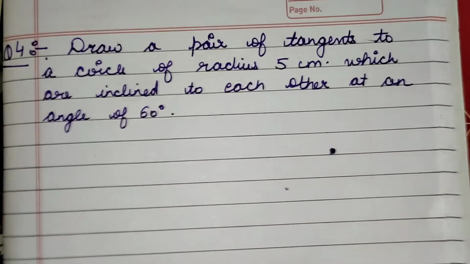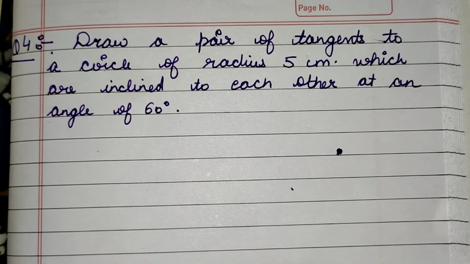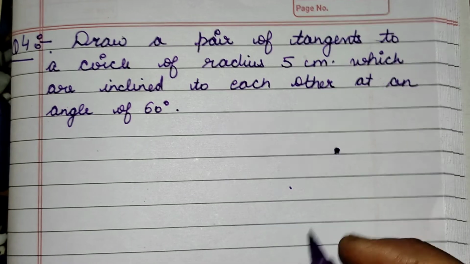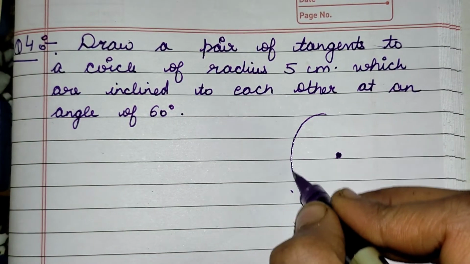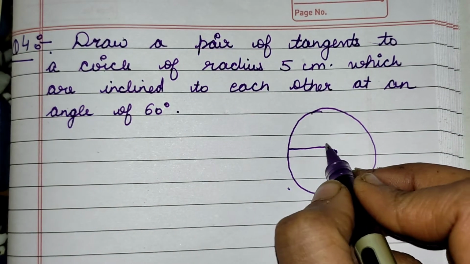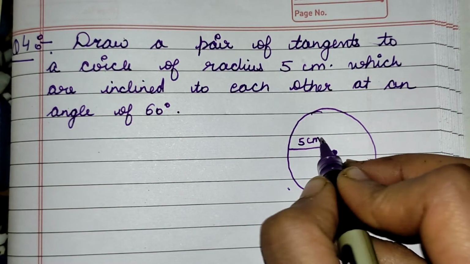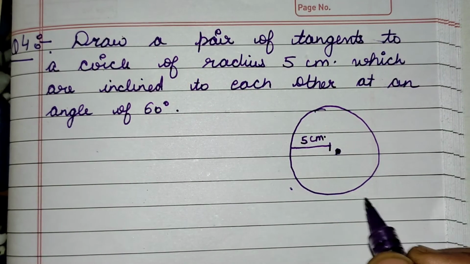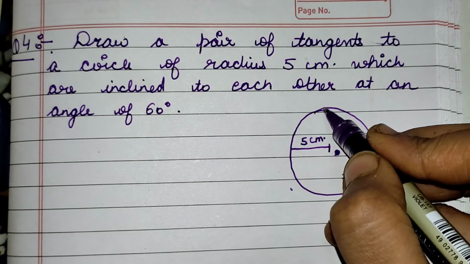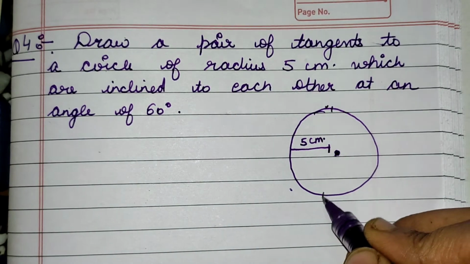Next question, question number 4, which says draw a pair of tangents to a circle of radius 5 centimeter. So what is given to you? Let us first draw a rough diagram. Any circle is given to you whose radius is 5 centimeter. Then you have to draw a pair of tangents to this circle.